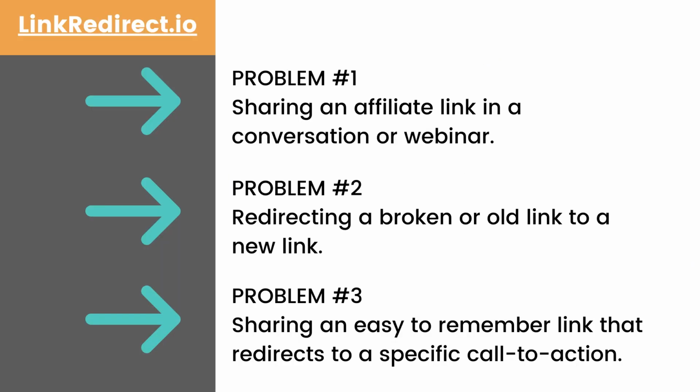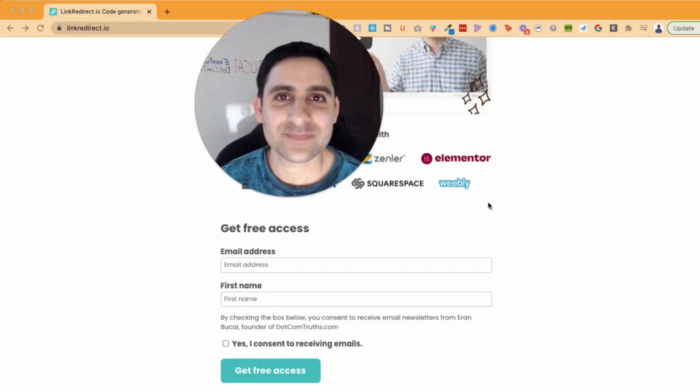So to recap, the 3 problems that we're solving here is the ability to share an affiliate link during a conversational webinar. The second problem is redirecting a broken or old link to a new correct link. And the third problem is having an easy to remember link that redirects to a very specific call to action.